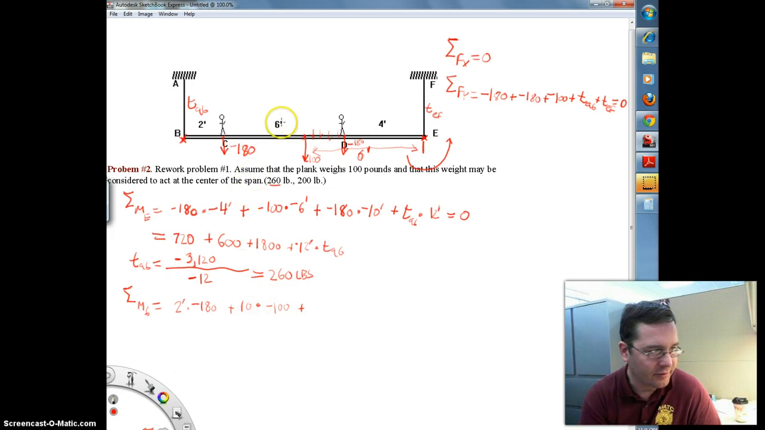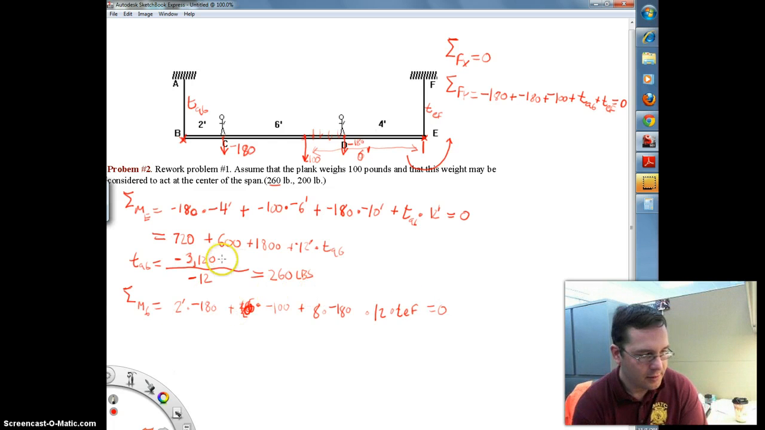I'm sorry, this is not correct. This should be 6 feet times 100, not 10 feet. Position D is 8 feet. Positive 8 feet times negative 180. And then the wire rope EF is positive 12 feet times the tension in wire rope EF. And again, these all need to add to 0.